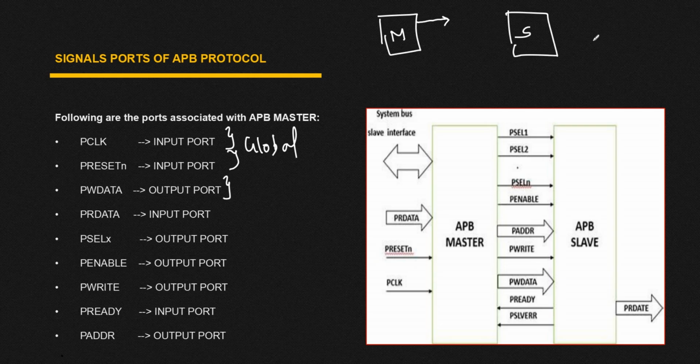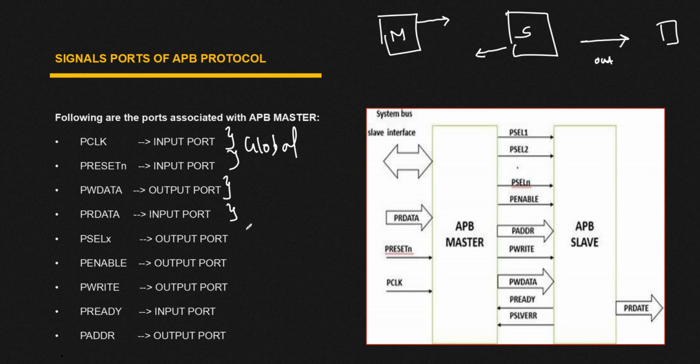Just keep this in mind: if the arrow is going out of a component, it becomes an output port, and for the component where it is incoming, it is an input port. Now PRDATA. Its direction is coming from the slave, so for the slave it is the output port, for the master it is the input port. Here we have written all the ports with respect to your master.